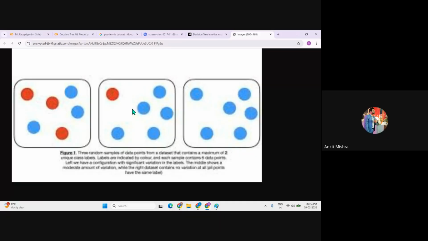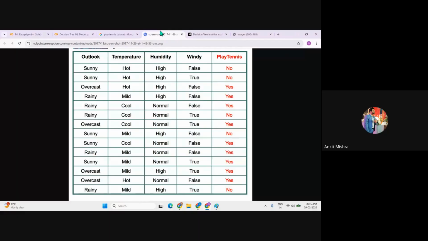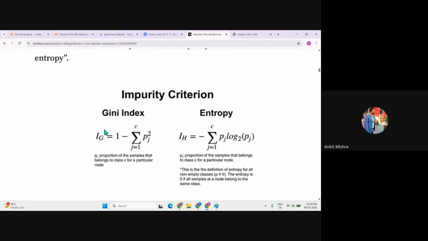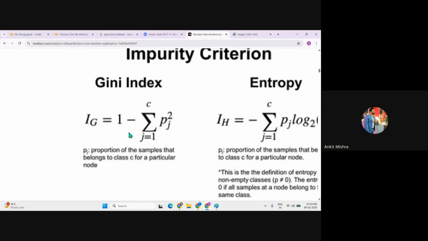We have some sort of higher entropy, and the highest one is in this box, right? So you can check the impurity or entropy as well, but we generally prefer the Gini index. Now, what is the formula of Gini index?